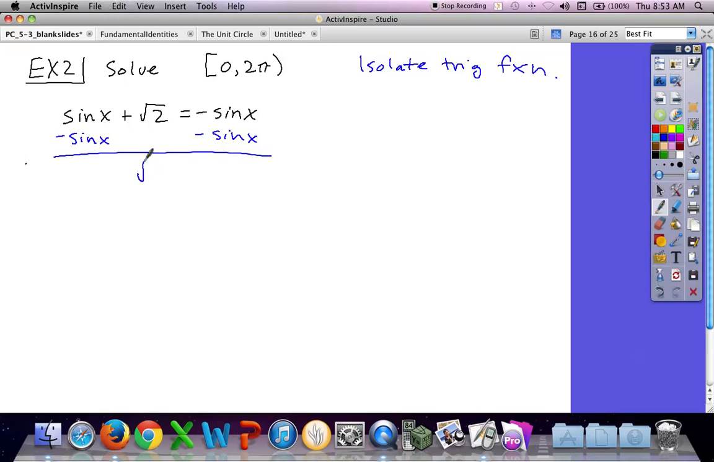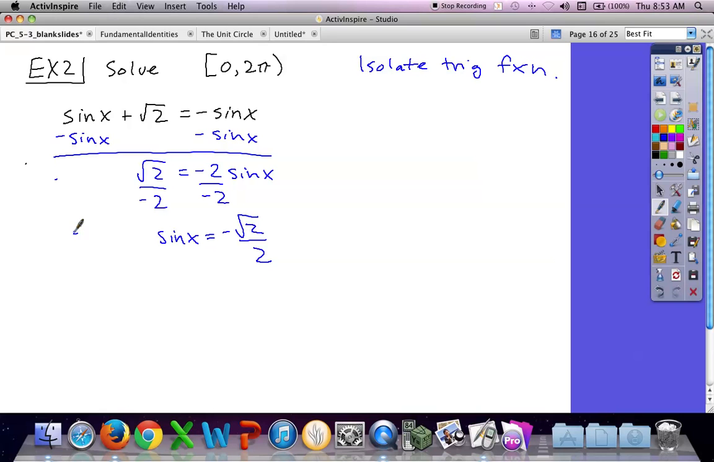And this will be the square root of 2 equals negative 2 sine x. Right? Still not isolated. Divide by negative 2. So sine x equals negative square root of 2 over 2. And that's familiar, isn't it? Right? That's one of our unit circle coordinates.